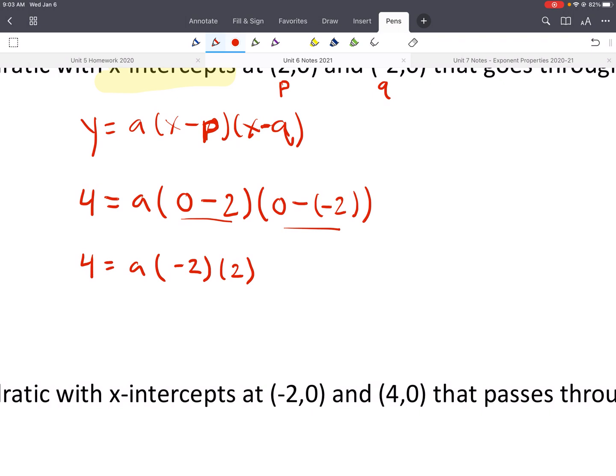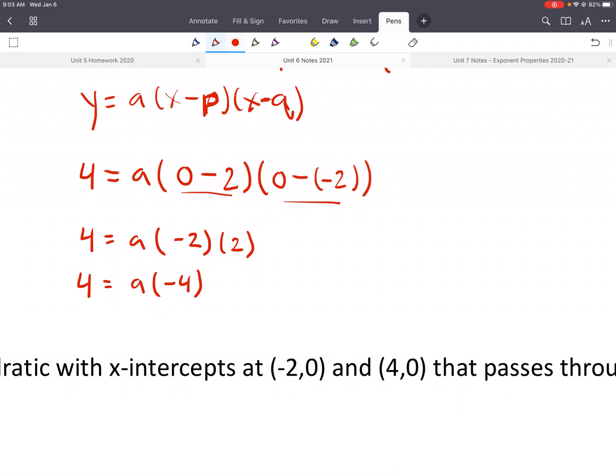We can multiply negative 2 and positive 2 if you wanted to. That would give us a negative 4. And then the last step we need to do is to get a by itself. So we would need to divide both sides by negative 4. That would cancel on the right side, and then all we have left is a equals 4 divided by negative 4, and that's just a negative 1. So here we have a is negative 1.